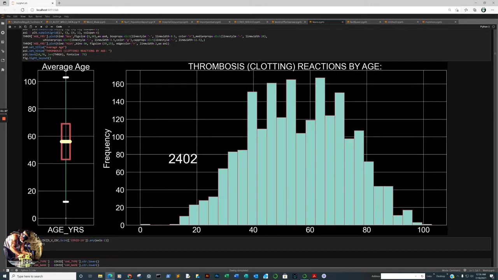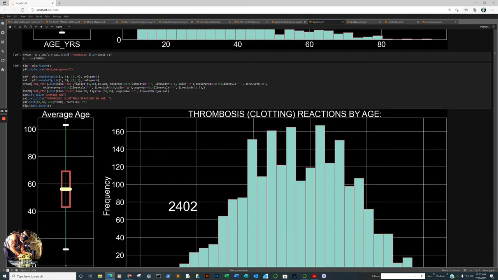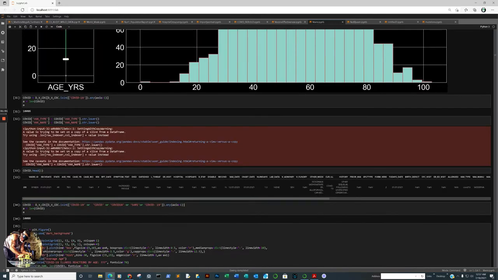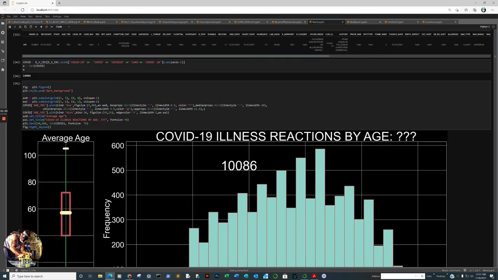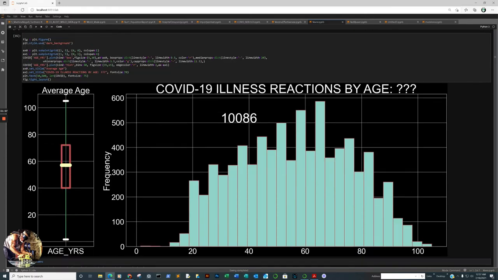Thrombosis, clotting reactions by age. Right down there. And this is like a 2402. Again, if you punch in blood clots, you're going to find two or three. You've got to do thrombosis. And for those data analysts out there looking for research, you have to look for the word thrombosis. So you build your database, type in thrombosis, make sure it's not case sensitive, and then boom, you'll get your data. Again, the CDC VAERS database is not easy to go through.